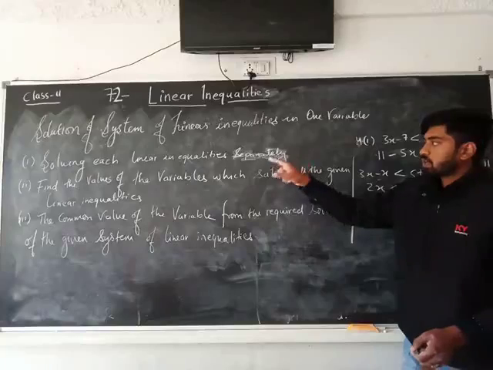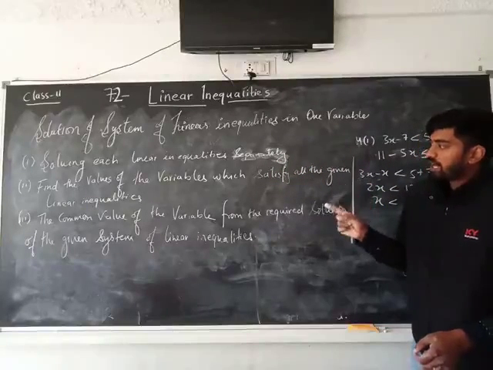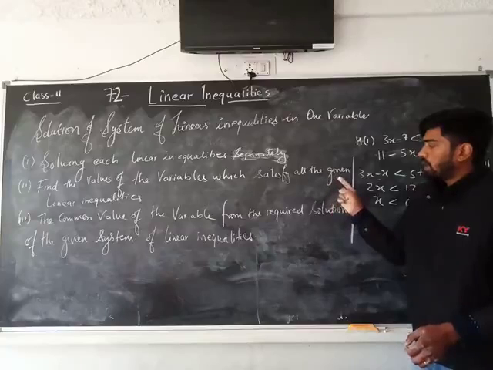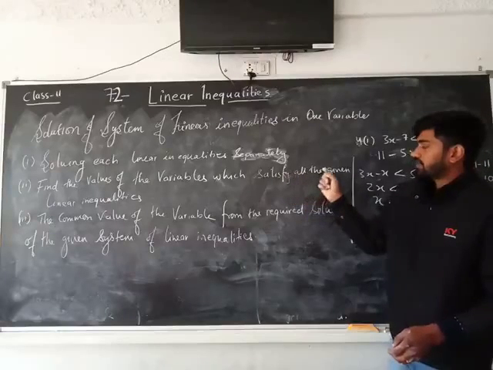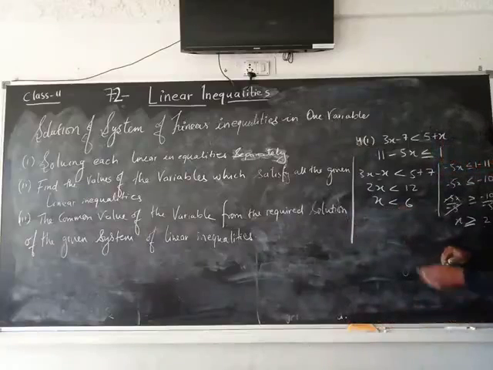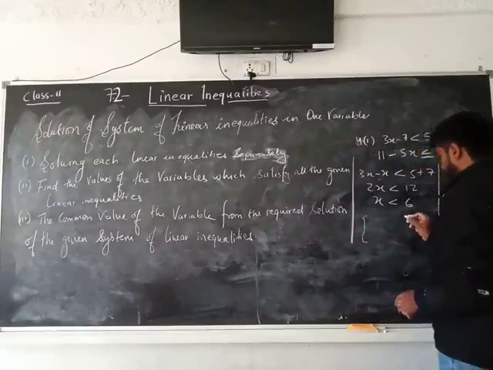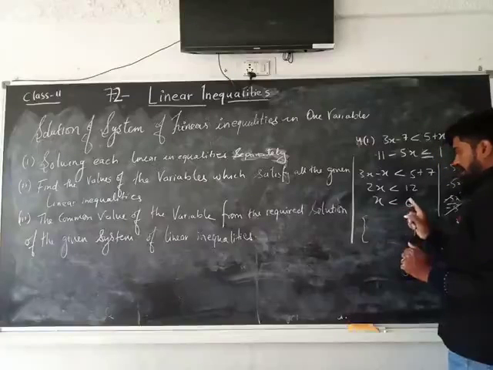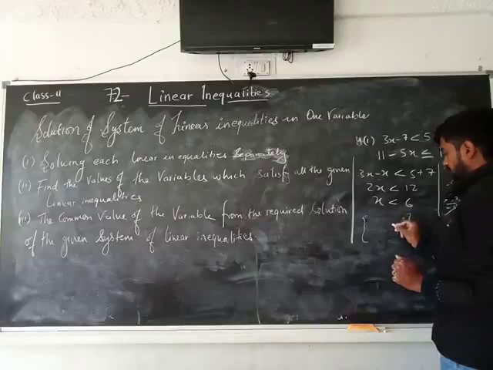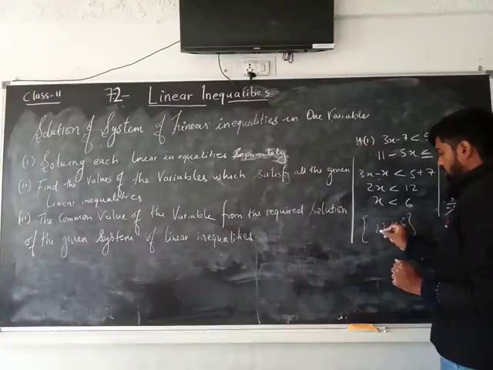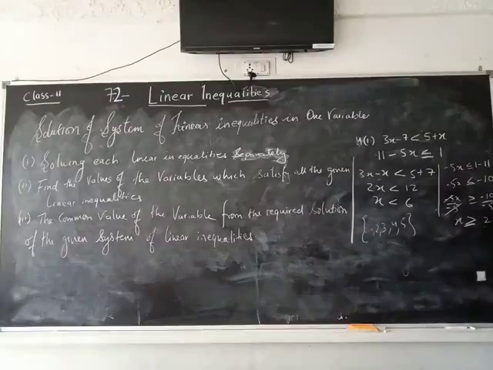Solve each linear inequality separately. I solved it separately. After that, find the values of the variable which satisfy all the given linear inequations. So these are the answers. So what is my answer going to be actually? For this one, it's going to be 5, 4, 3, 2, 1 and so on. Okay, all the numbers after that.